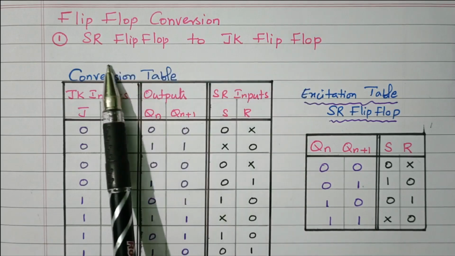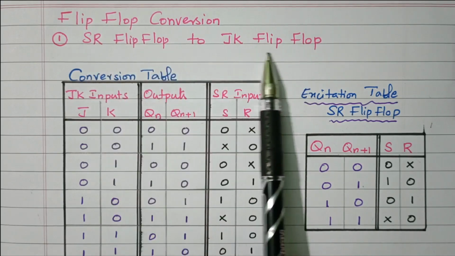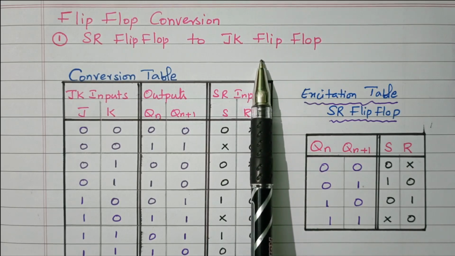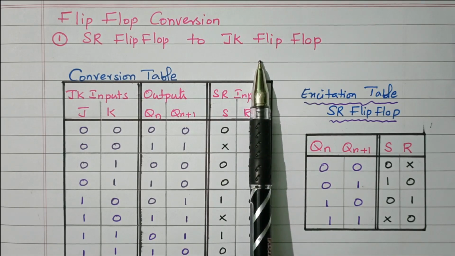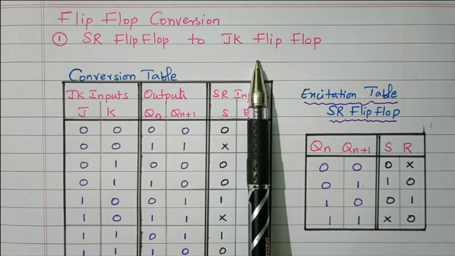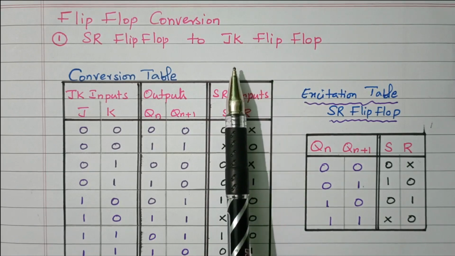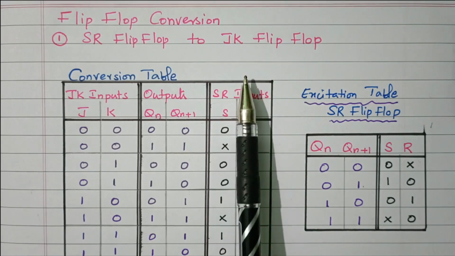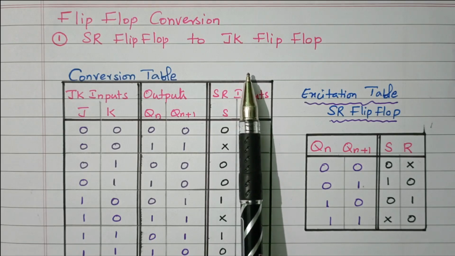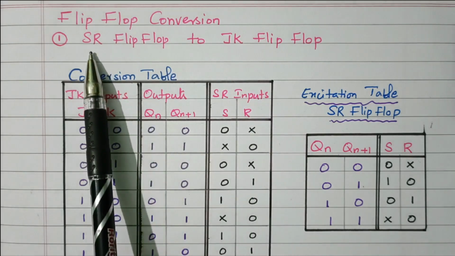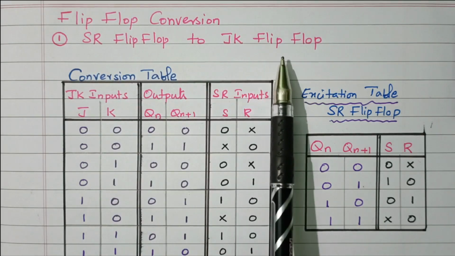Now we'll go to the topic. Converting from SR flip-flop to JK flip-flop. We know that a flip-flop is a storage element. It will store 1 bit of data. The output depends upon the earlier available output as well as the input, that is called present state and next state. So the next state depends upon the present state as well as the input. So we have Qn+1. Qn is the present state, Qn+1 is the next state. Right. Now we'll see how to convert SR flip-flop to JK flip-flop.